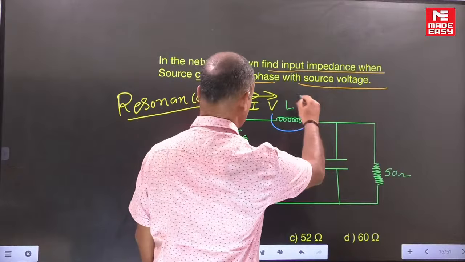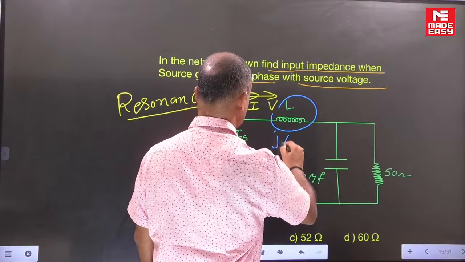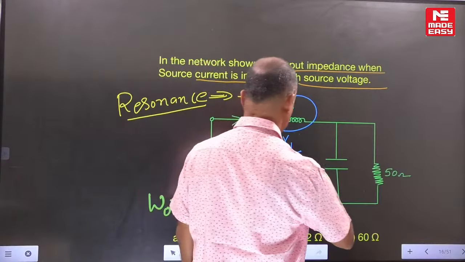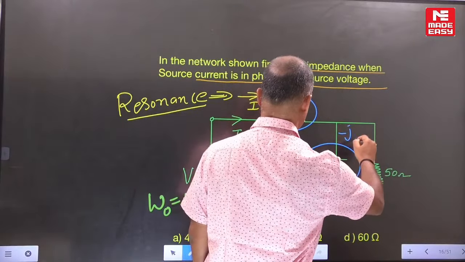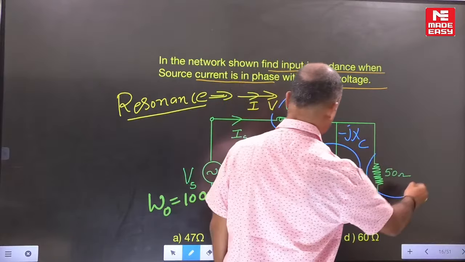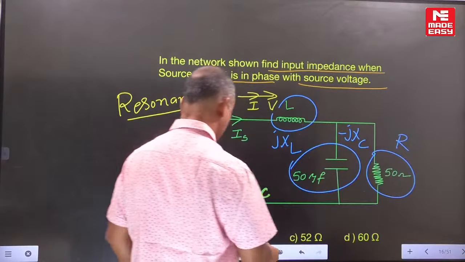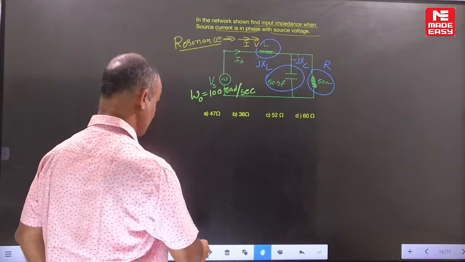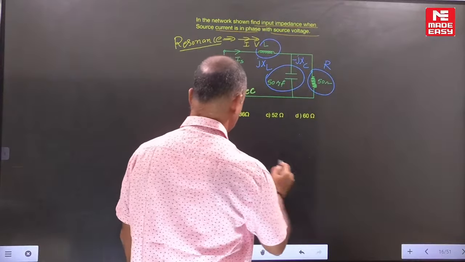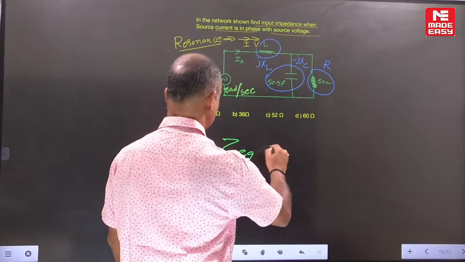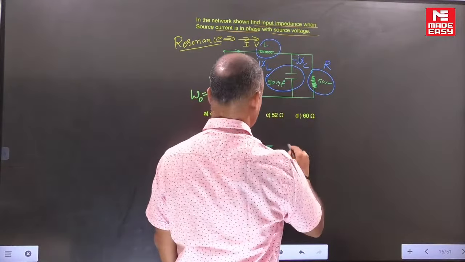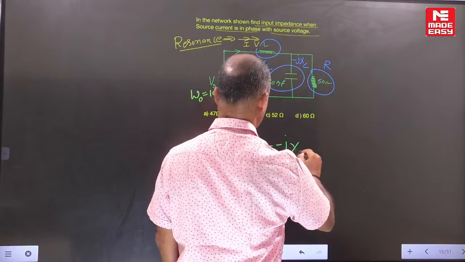Now for the inductive reactance, let us name this jXL. For the capacitive reactance, let us name this minus jXC. And the corresponding resistor is R. Then for this example, can you find the equivalent impedance? If you find the equivalent impedance for this one, the capacitor and resistor are both connected in parallel.